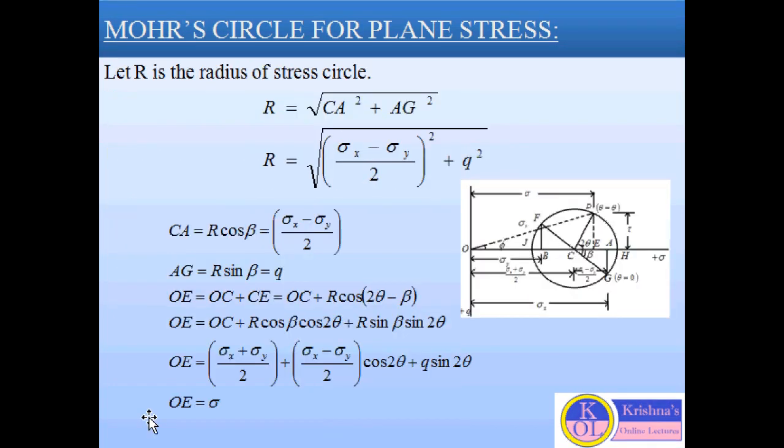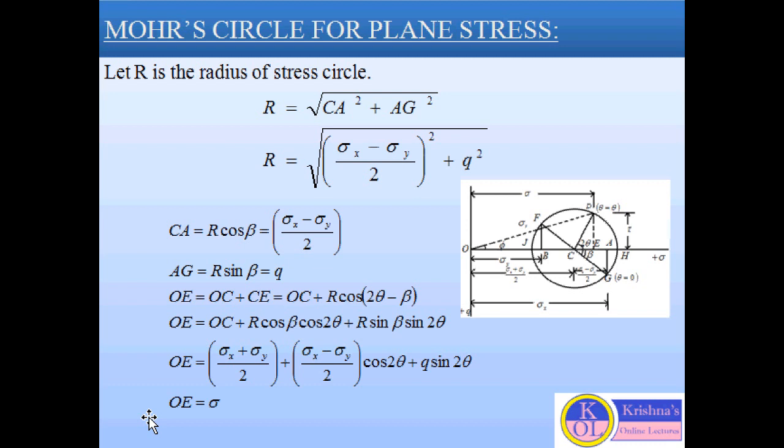Here we are considering R as the radius of the circle, so R will be the square root of CA squared plus AG squared. So here is the equation for R. Now CA will be R cos beta, which we will consider from triangle CAG.